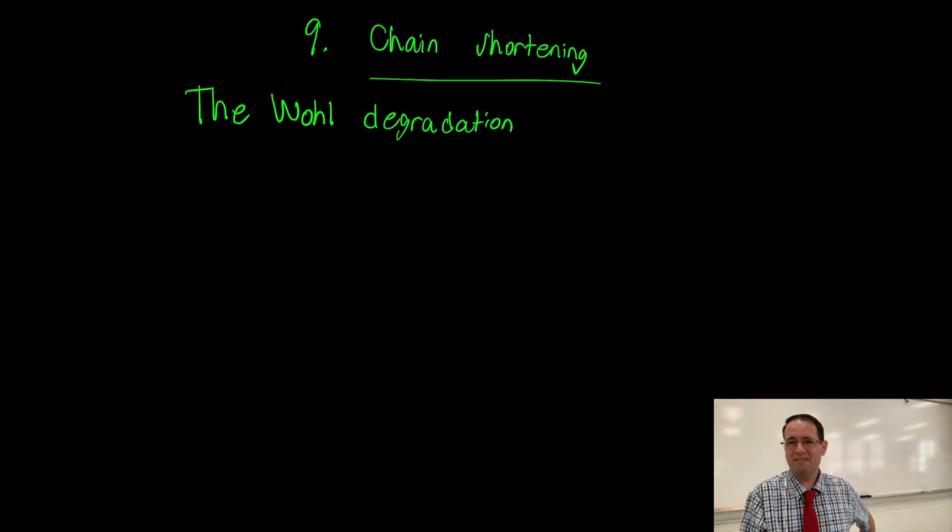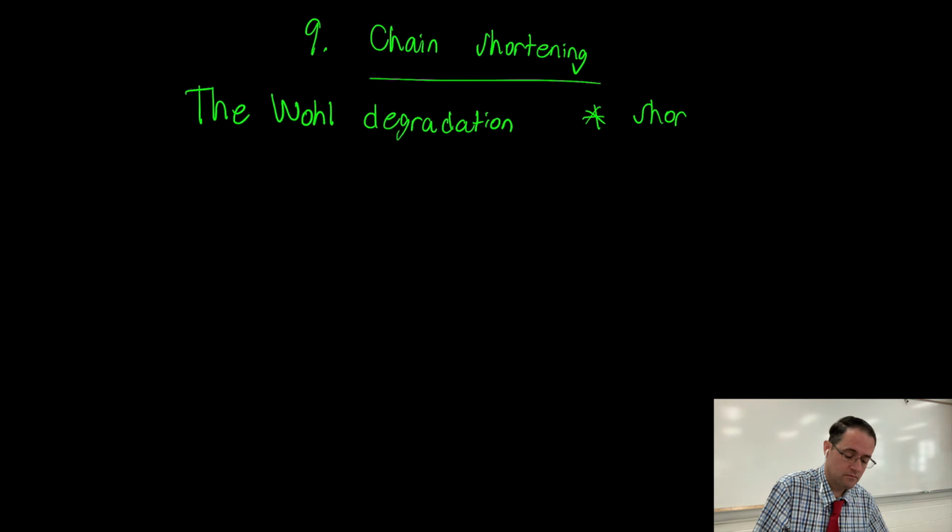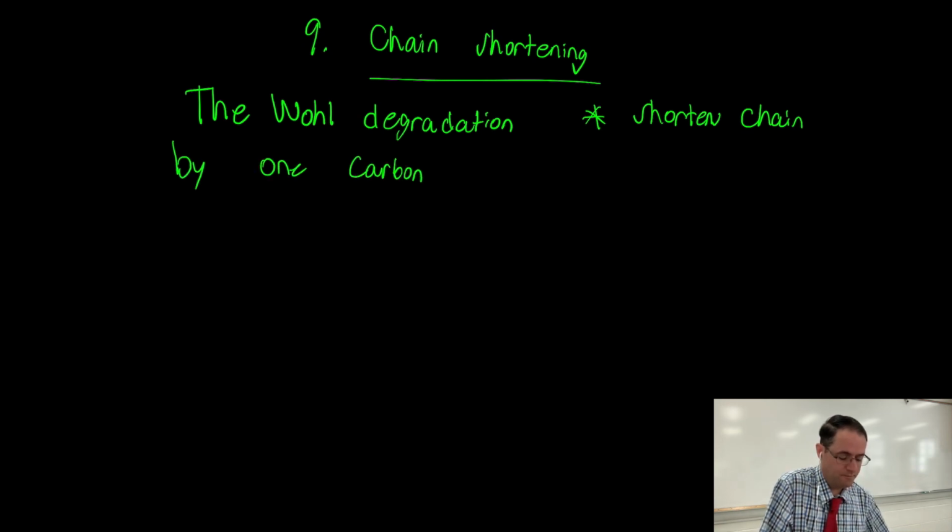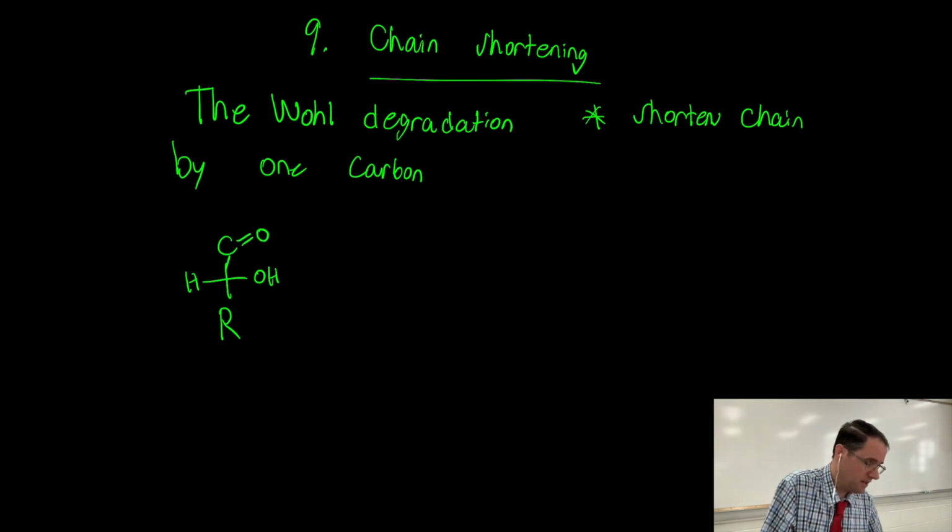So these important chemists, they get like 2 seconds of fame in the middle of all of our confusion as we're learning this. So the Wohl degradation shortens the chain by 1 carbon, okay? So let's see an example here. If I've got a sugar that contains my aldehyde here at the top carbon, so this is an aldose once again.